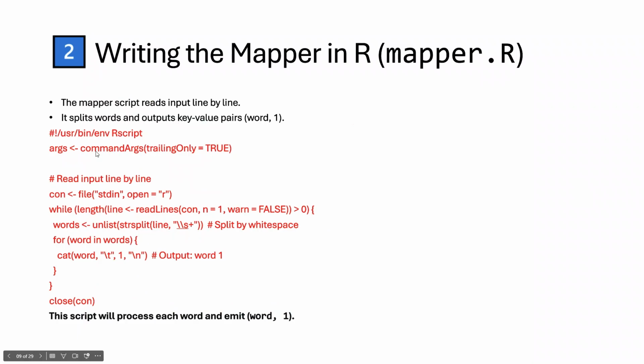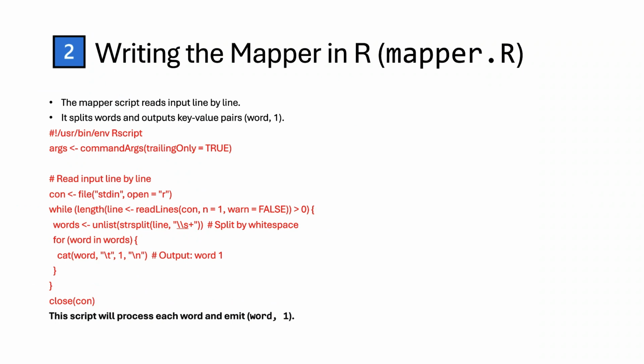Okay, so this is the R script that reads the input from the standard input and processes it line by line, splitting each line into words. Each word will be followed by the number one. So how many times is Hadoop there? We will count one, two, three. It is typically used in the MapReduce framework like Hadoop streaming for word count.